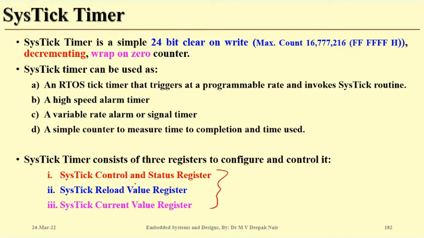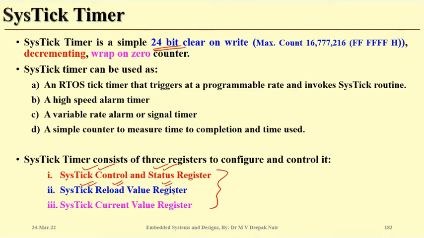It has basically three registers, most importantly. One is the Systick control and status register. Secondly, we have the Systick reload register, which you can call reload or load also, where you will load the number into this particular register, because that number, like I said, a 24-bit number, you have to write in the register, and it will keep on decrementing from that number.